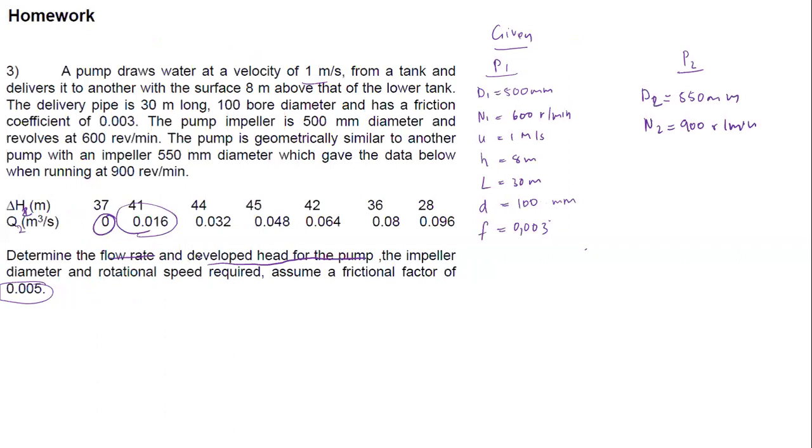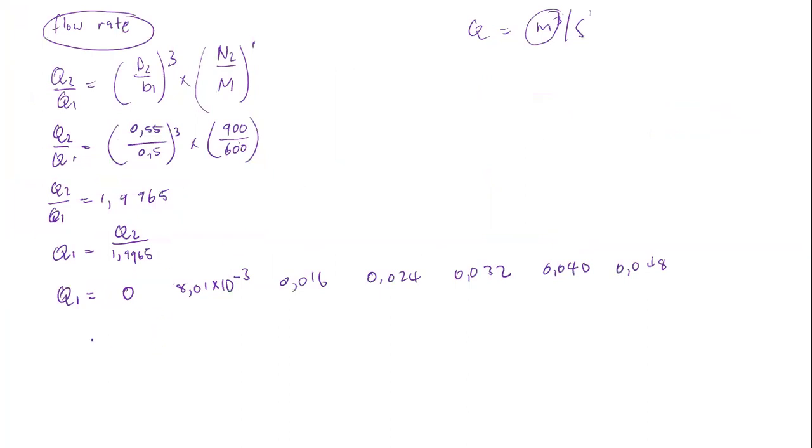Now, the second question was to determine the developed head for the pump, again for pump number 1. So what we're going to do here, again, we're still going to apply the affinity laws. But when we apply the affinity laws, we're going to have to take into account the frictional losses that are taking place in this case. So we're going to talk about the head losses, right? Head loss for pump number 1 again, applying affinity laws.